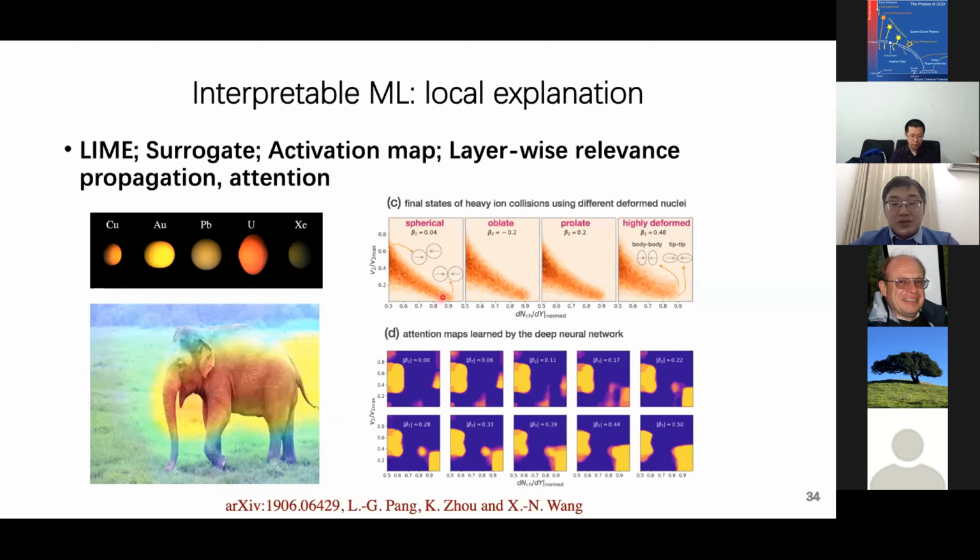And as you can see, for large deformation, for this beta 2, the neural network actually uses the most central collisions in this region to do the classification. But for small deformation, the neural network actually takes the information from these semi-central collisions.